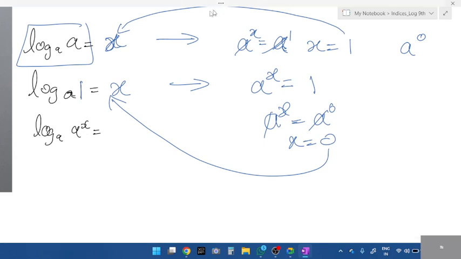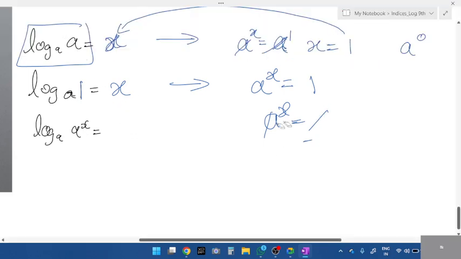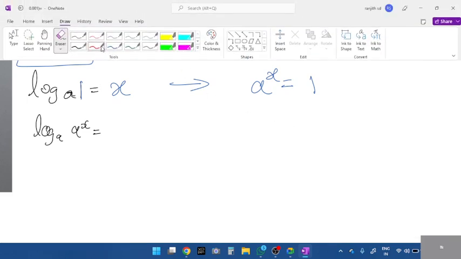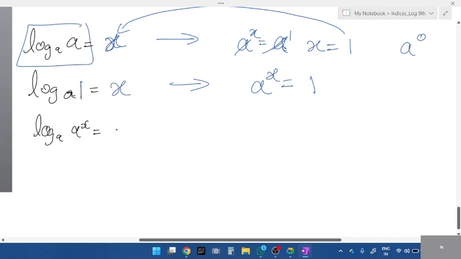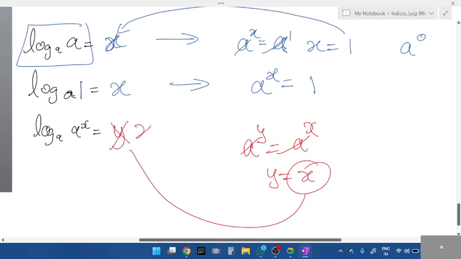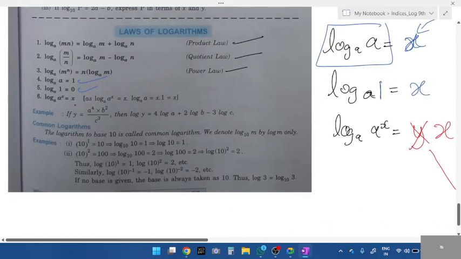Okay, next one. What about the next one? Be quick. If the answer is not given, what do we take? X is already given in the power. Shall we take some other variable? Yeah, we'll take it as y. Convert. How do you convert this? A to the power of y is equal to x. A and A get cancelled. What is the value of y? So in place of y, what should I write? The answer is x. Can you see? Is it correct?